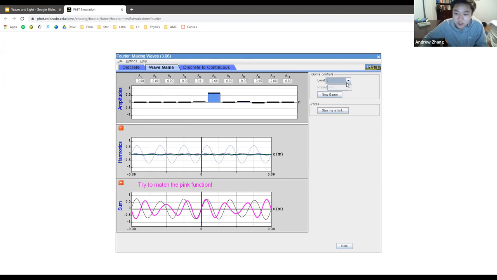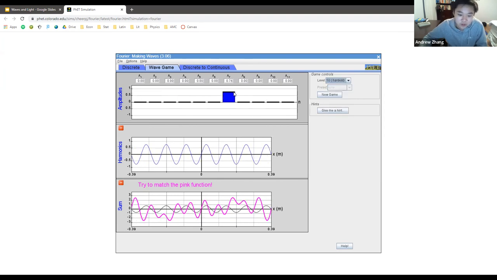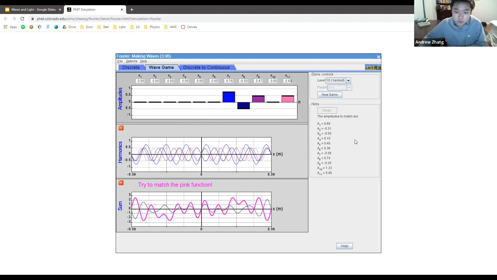I think something like level 10 would be basically impossible. I'm not sure how you would ever solve this without either doing the math or getting a hint. You can get hints, and you can see each of the values. Then you can cheat and find the actual values that you need to match. So for instance, A11 is 40, so I'll just put in 40. And then you can just go through all of them and cheat if you really want to.